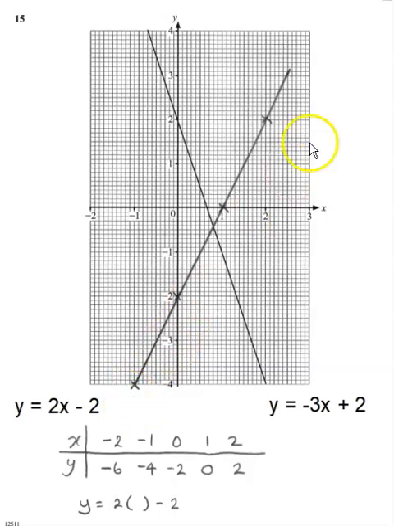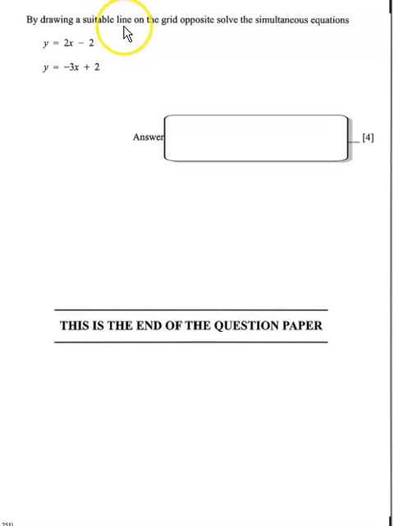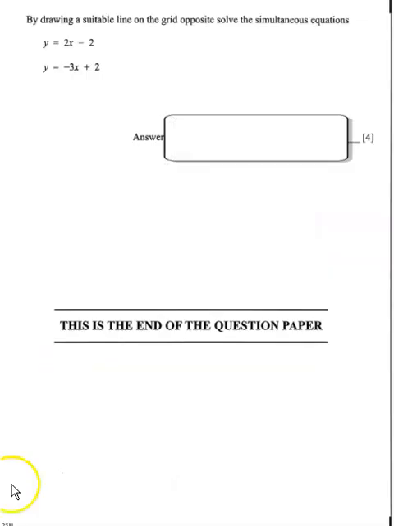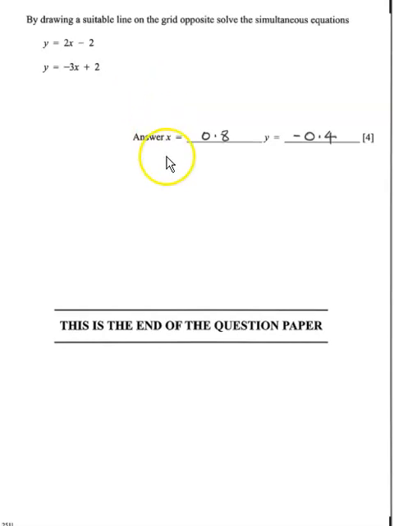So once we've plotted it, we draw our line. Remember, the question has said, by drawing a suitable line in the grid opposite, solve the simultaneous equations. So to solve it, we have to find out the coordinates of where these lines cross. So we know what the x value would be, and we know what the y value would be. So from the graph, it was seen to be x is equal to 0.8 and y is equal to 0.4.